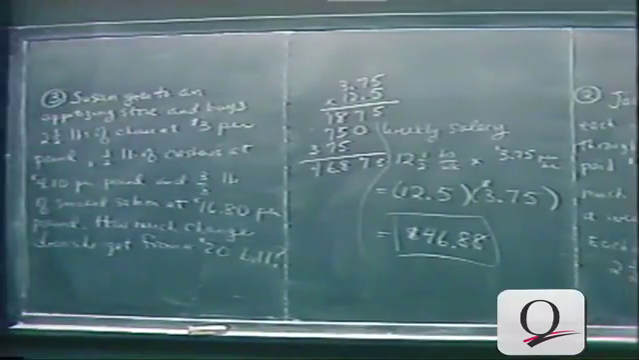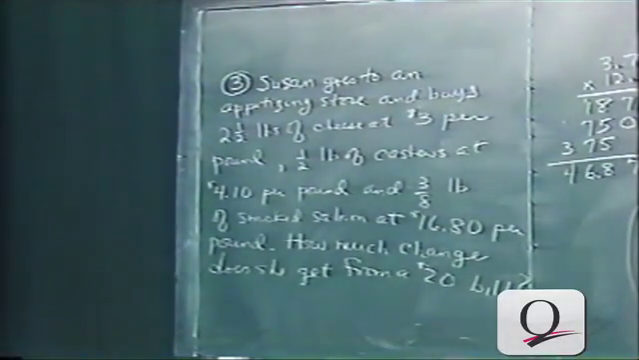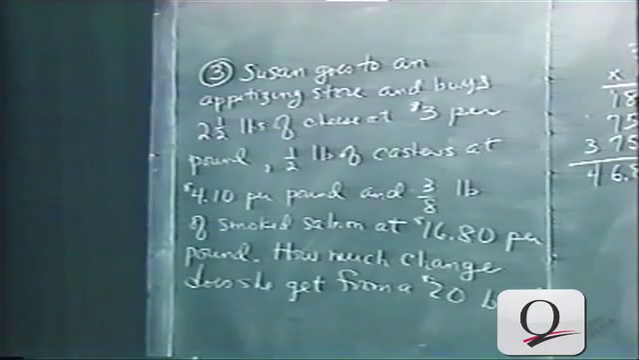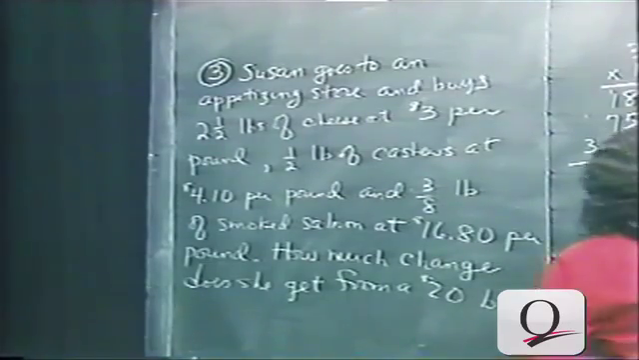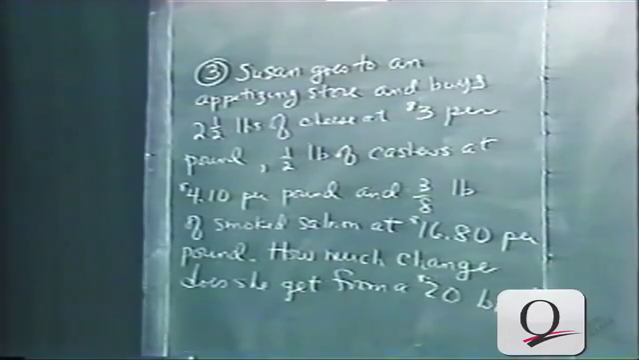I have the third problem ready now. Susan goes to an appetizing store and buys 2.5 pounds of cheese at $3 per pound, a half a pound of cashews at 10 cents per pound, and 3/8 of a pound of smoked salmon at $16.80 per pound. How much change does she get from a $20 bill? Once again, this is the kind of problem that you might run into in a real-life situation.